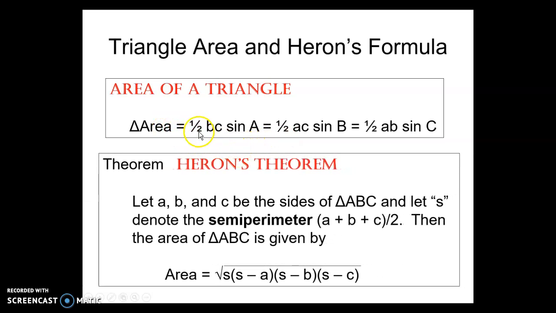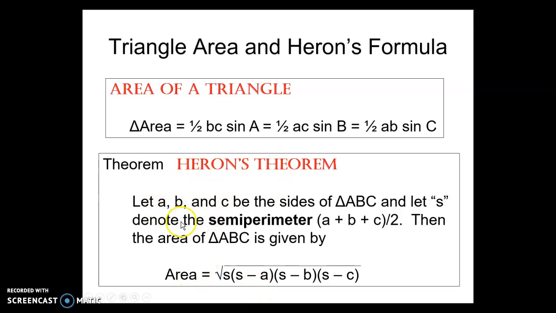Okay, so one half. If you know two sides of the triangle and you know another angle that isn't opposite those two sides, you can actually figure out the area of a triangle. There's an example coming up soon.